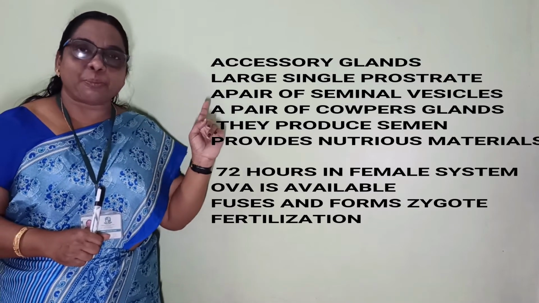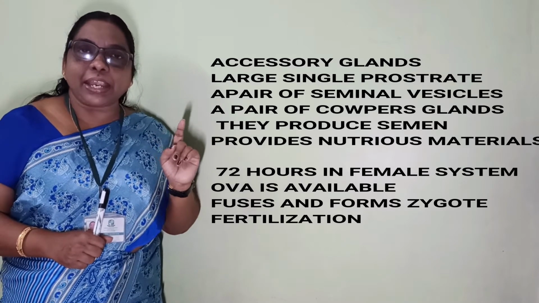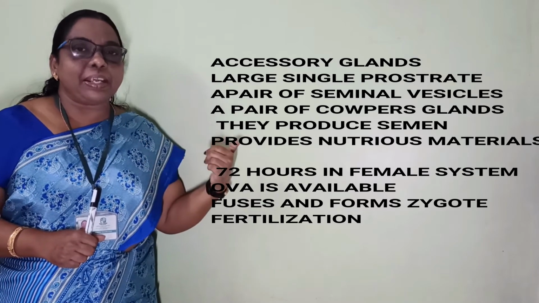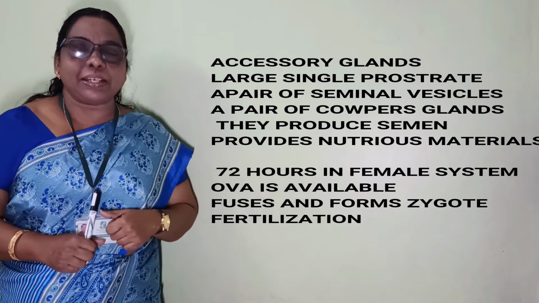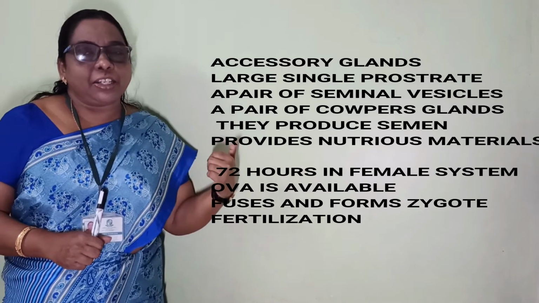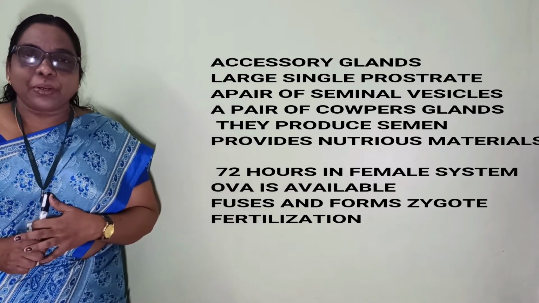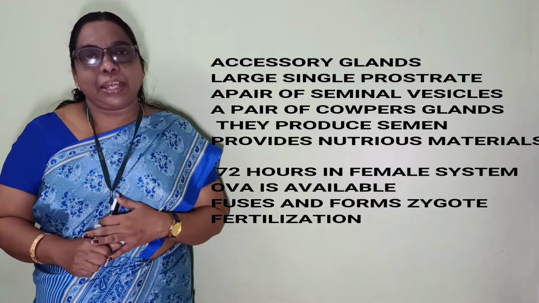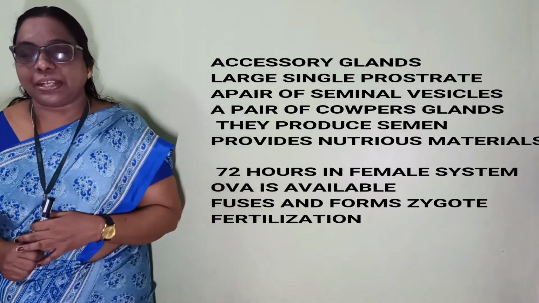Let me repeat. The first gland is the prostate gland, only a single large one. The second is a pair of seminal vesicles, and the third is the pair of Cowper's glands. Children, that is about the accessory glands.